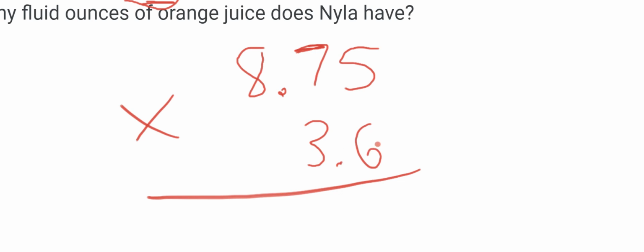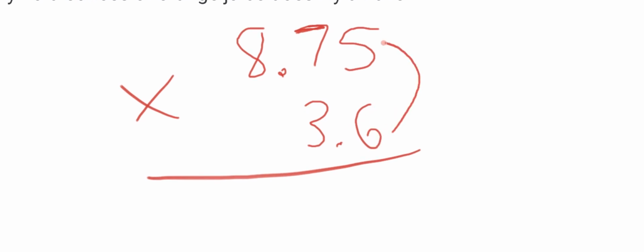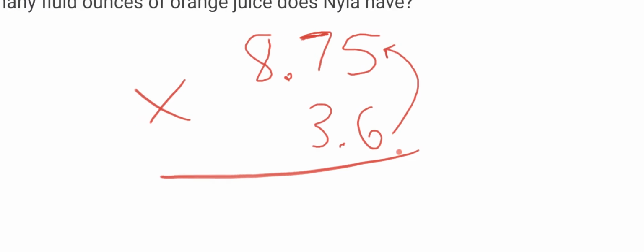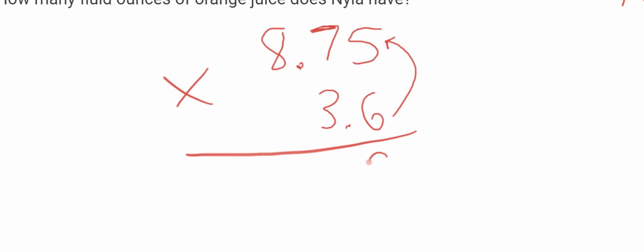So first I'm going to start with 6. What is 6 times 5? That's right, it is 30. So I'm going to put down the 0, carry my 3. Now I need to do 6 times 7. What is 6 times 7? Or 7 times 6? That's right, 42. Then I have to add 3 more. 42 in my head, 43, 44, 45. I'm going to put down the 5, carry my 4.